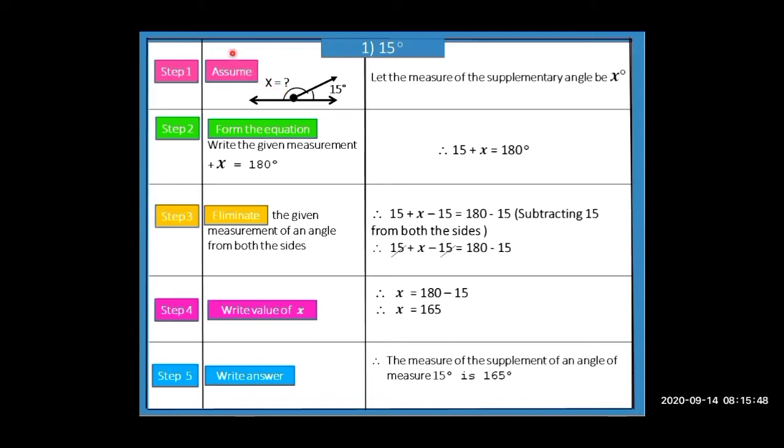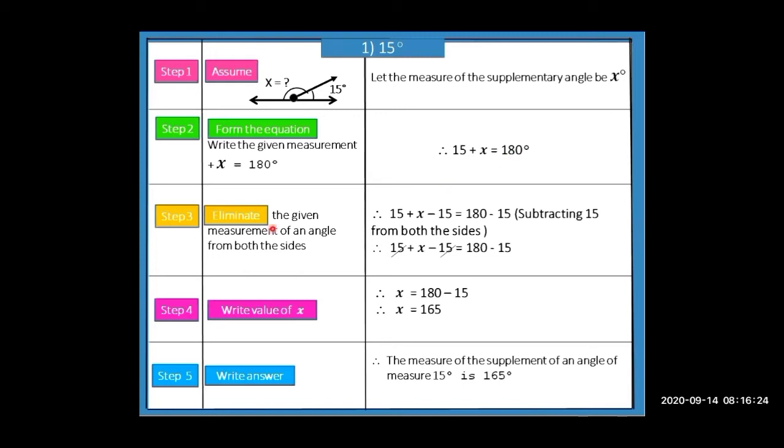Now follow the 5 steps. The first step is assume. Let the measure of the supplementary angle be x degrees. Step 2, form the equation. Write the given measurement plus x equals 180 degrees. Therefore, 15, the given measurement, plus x, which we have to find, equals 180. Why 180? Because we have to find the supplementary angle.